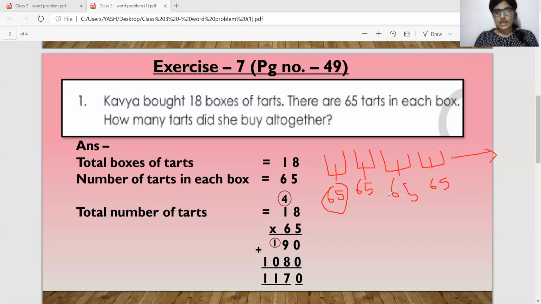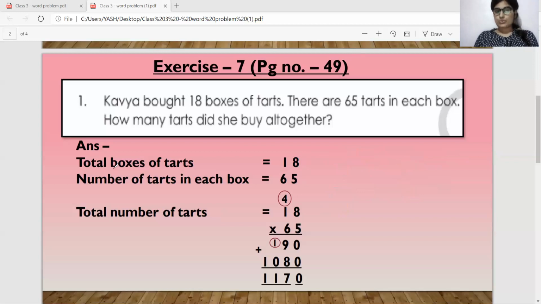Whenever we add the same number again and again, we can do multiplication. Why? Because multiplication is what? Multiplication is repeated addition, na? So whenever we repeatedly add some number, we can do the multiplication also. For finding out how many tarts, we can add 65 plus 65 plus 65, 18 times. So if we multiply 18 with 65, we can get the answer. So let's see how we can do this.